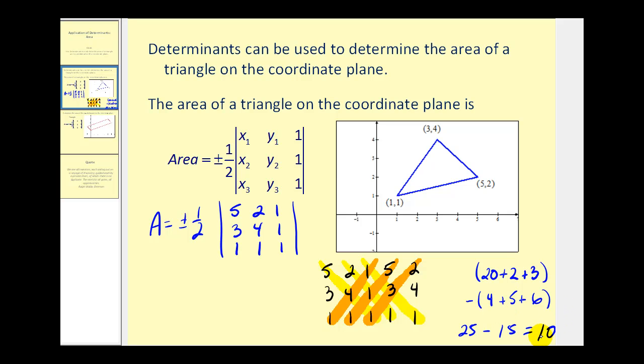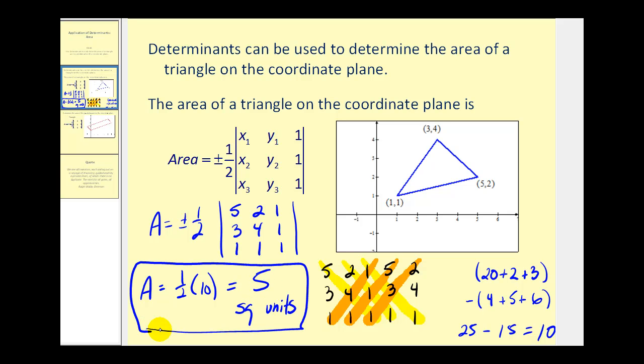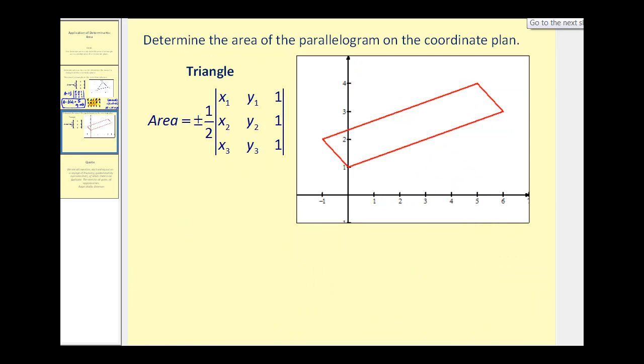So we're going to go ahead and take the value of this determinant and use it to find the area of this triangle. So the area, because the value of the determinant is positive, it's going to be 1/2 times 10. So the area is equal to 5 square units. Let's go and take a look at one more problem. Now we have a parallelogram, and we're going to use the formula for the triangle to determine the area of this parallelogram. So what we can do here is first label all of the coordinates.